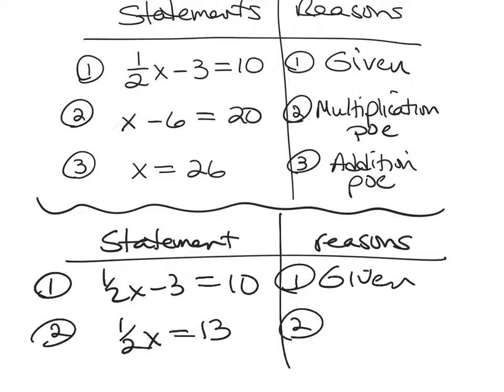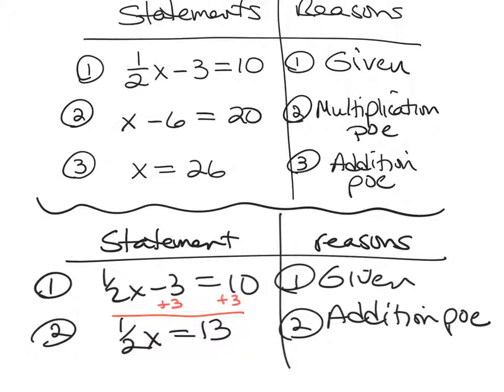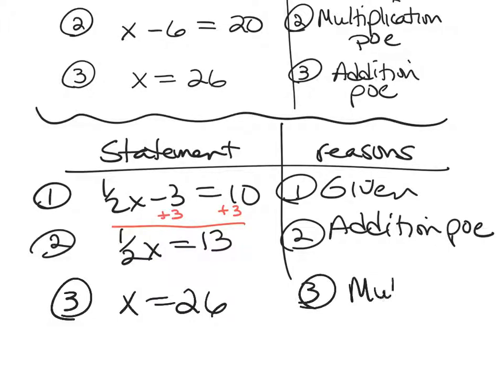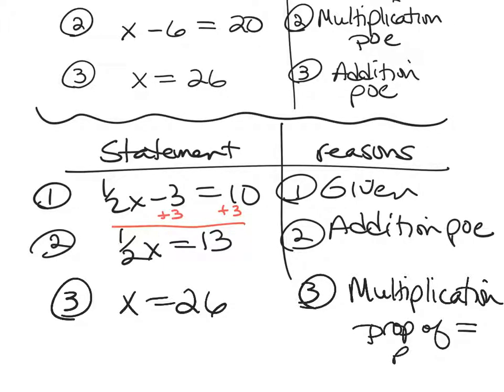Now, again, we're not actually showing this, but if you wanted to, for your own purposes, show that you're adding 3 and that's how you're getting there. So this is the addition property of equality. And then next, we would be multiplying by the reciprocal to get x equals 26. So this would be the multiplication property of equality, or POE.